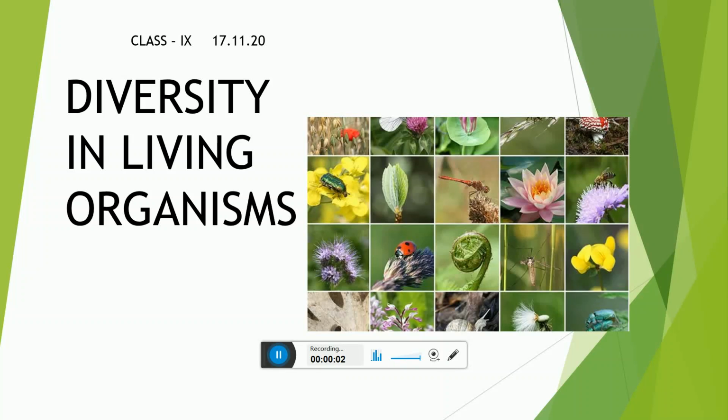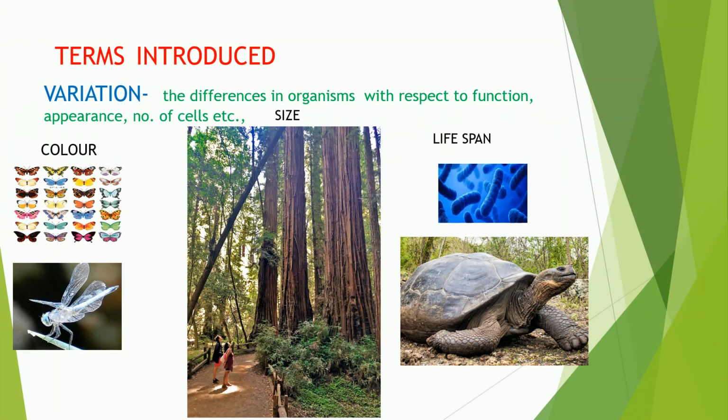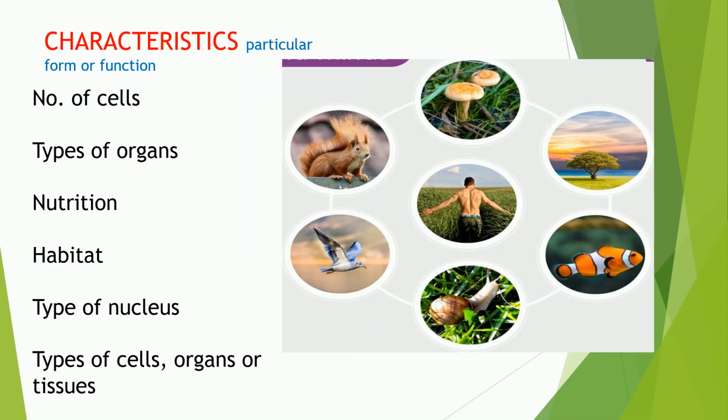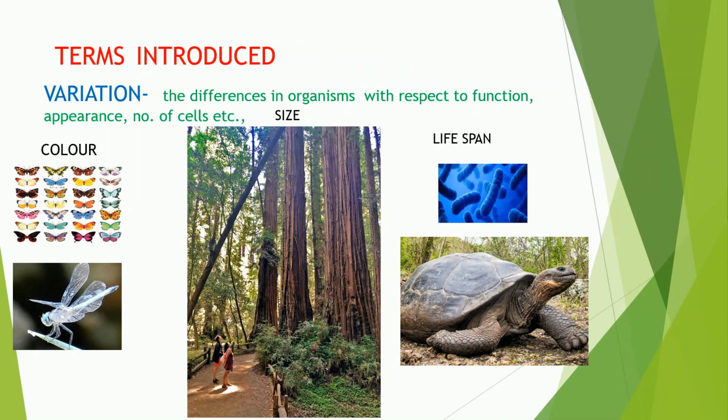So good morning children. Let us continue the chapter which we stopped midway, that is diversity in living organisms. So we were discussing how organisms do not appear similar to each other. They are going to show difference in their function, appearance and number of cells. So what do we call them as? We call them as variations.